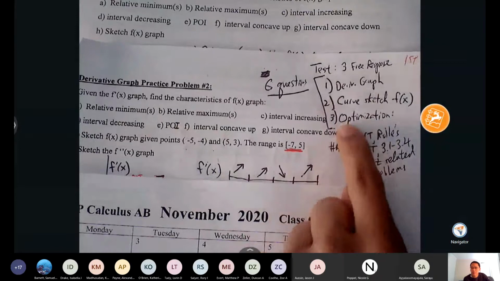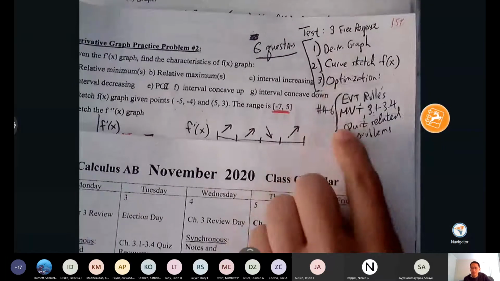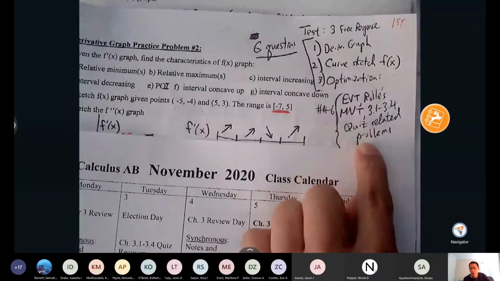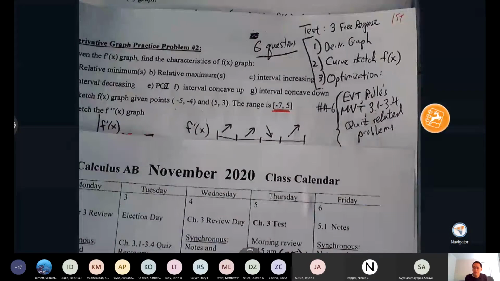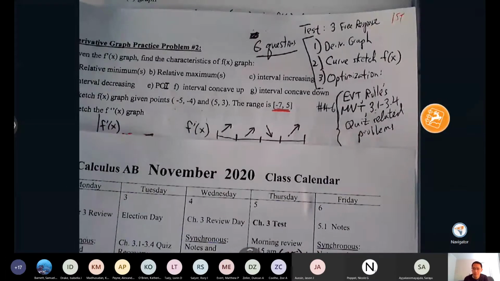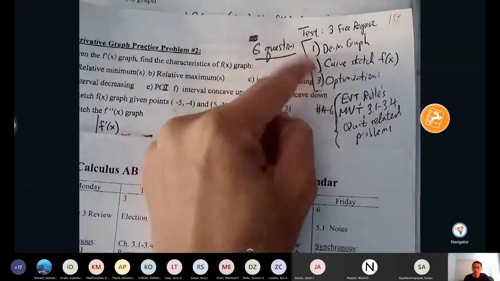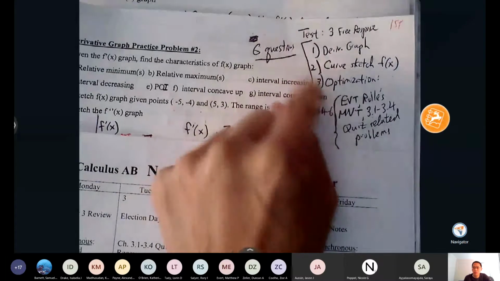Okay, so those are the 3 big problems on the test, and then 4 through 6 will be more quiz topics, like EVT or Rolle's theorem or mean value theorem or first derivative test or second derivative test. Open notes, and feel free to use your calculator as well. So that's the format of the test. Any questions? Okay, so today we're just focusing on these 3 topics. This is the bulk of your points right here.